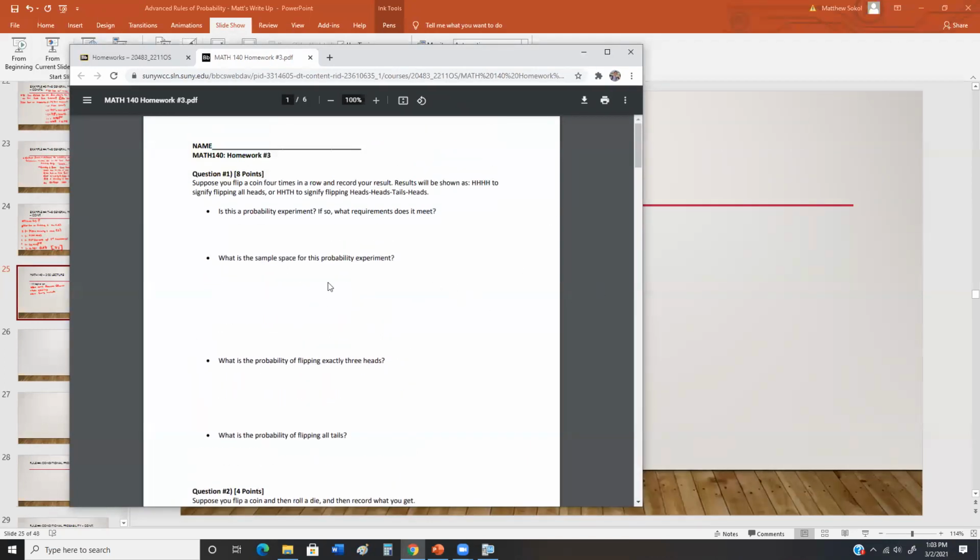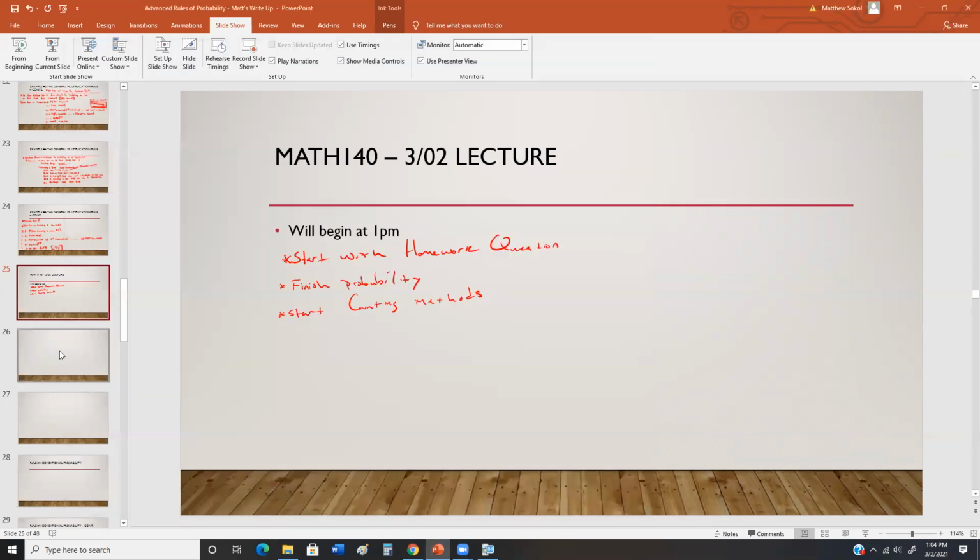Okay, so first up, Marissa, question 1. Question 1 is, do you remember the problem we did where I said you flip a coin 3 times in a row? Yeah, it's just that now it's doing 4 times in a row. So look back at how we did the sample space with the tree diagram. It's going to be a big tree diagram.